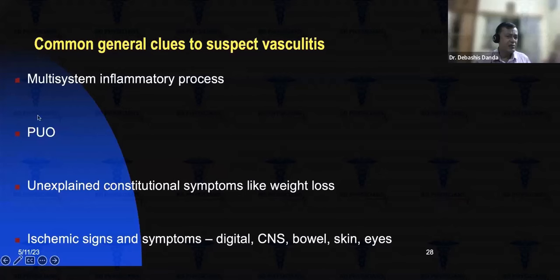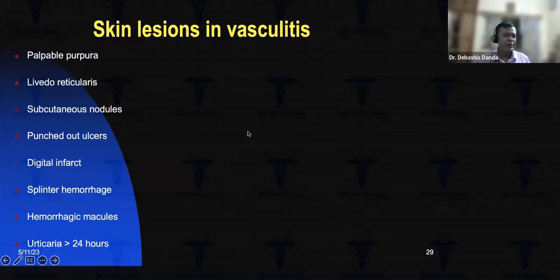It can present with pyrexia of unknown origin. It can present with unexplained constitutional symptoms like weight loss. It can present with ischemic signs and symptoms like digital, central nervous system, bowel, skin, or eye involvement. Skin lesions of vasculitis involve palpable purpura, livedo reticularis, subcutaneous nodules, punched out ulcers, digital infarctions, splinter hemorrhages, hemorrhagic macules, and urticaria lasting for more than 24 hours.